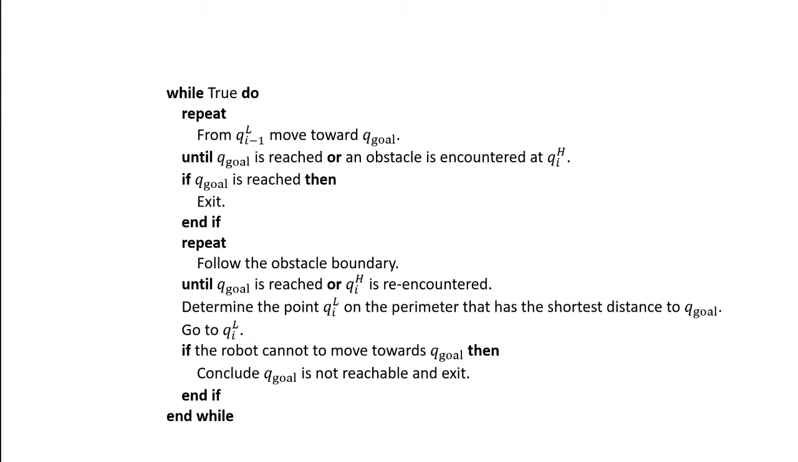In the case that it's the first obstacle, it would be QL I, 1. And then it goes around the perimeter again to QL. When it comes to QL, it tries to go towards the goal. If it immediately cannot go towards the goal, then it's because there's no way to the goal and it says you can't reach the goal, and it exits.